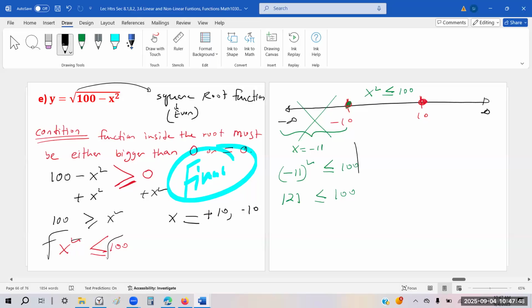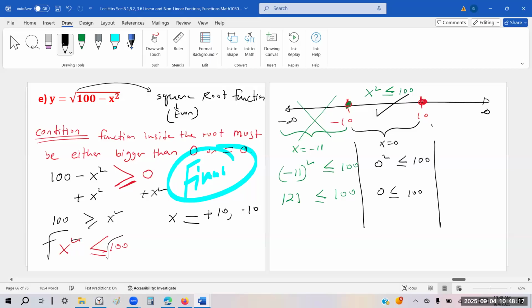Let's take 0 from all the numbers between negative and positive 10. So we have 0 squared smaller than or equal to 100. What is 0 squared? So is 0 smaller than 100? Yes. So we can substitute all the numbers between negative and positive 10 in our function, and it will satisfy the condition.